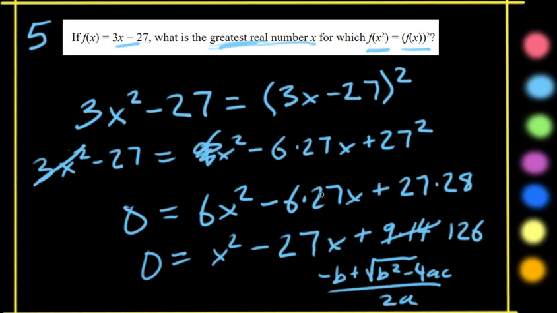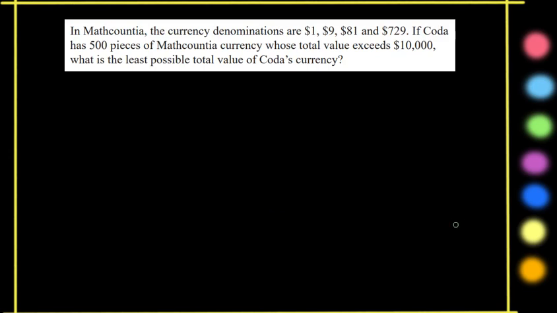Again, don't forget to pause the video when you see the problem and try to work it out on your own before you look at the solution, if possible. So here we have a problem about money. It says in MathCountia, the currency denominations are $1, $9, $81, $729. So they're using like a base 9 number system, I guess. It says if Coda has 500 pieces of MathCountia currency whose total value exceeds $10,000, what is the least possible total value of Coda's currency?